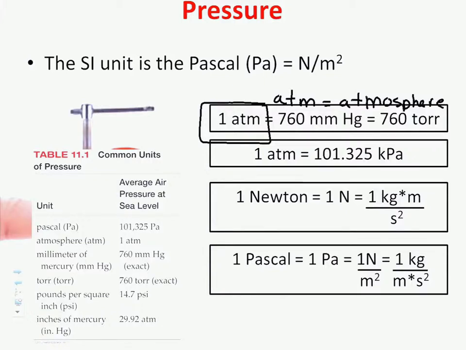Okay? And you can convert all of these to each other. So 1 atmosphere is equal to 14.7 psi, and it's also equal to 101,325 pascals. Right? So there are different equations that you can make relating one to the other.